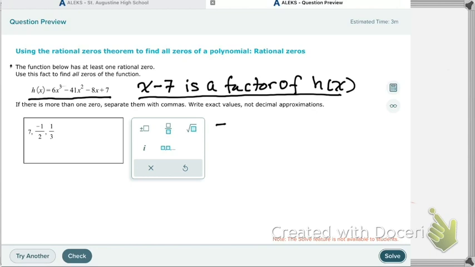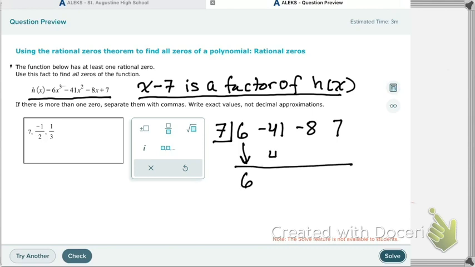So let's do that. I'm going to go 7, and then I got 6x cubed minus 41 minus 8 plus 7. I bring the 6 down. 7 times 6 is 42. Add, and I get 1. 7 times 1 is 7. Add, and I get negative 1. 7 times negative 1 is negative 7. Add, and I get 0. And that better be what I got. I better get 0 because that's the remainder. And I knew it. The remainder should be 0 because x minus 7 is supposed to be a factor.